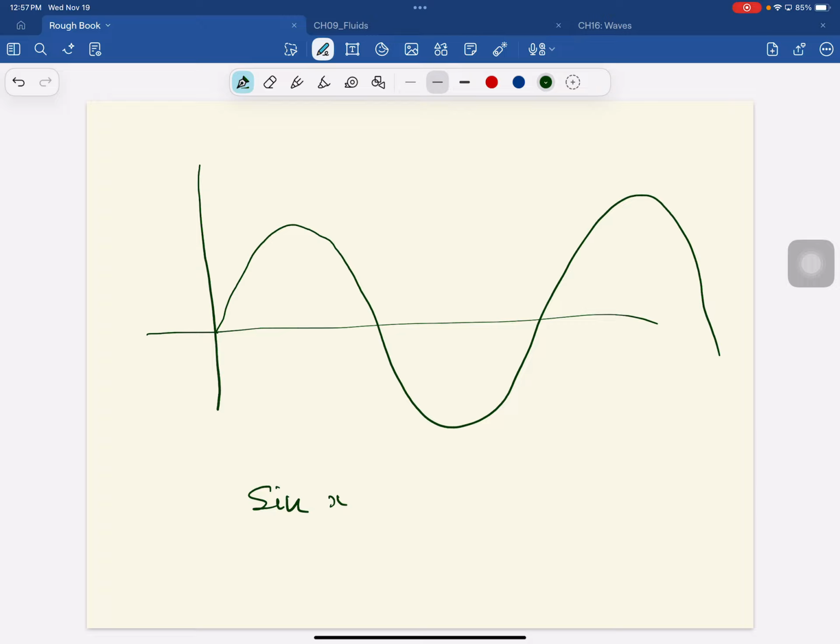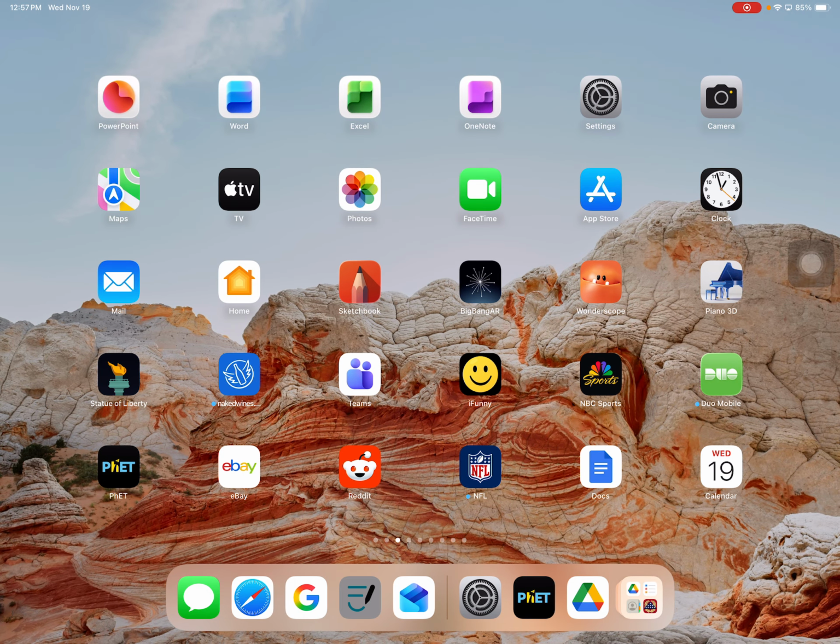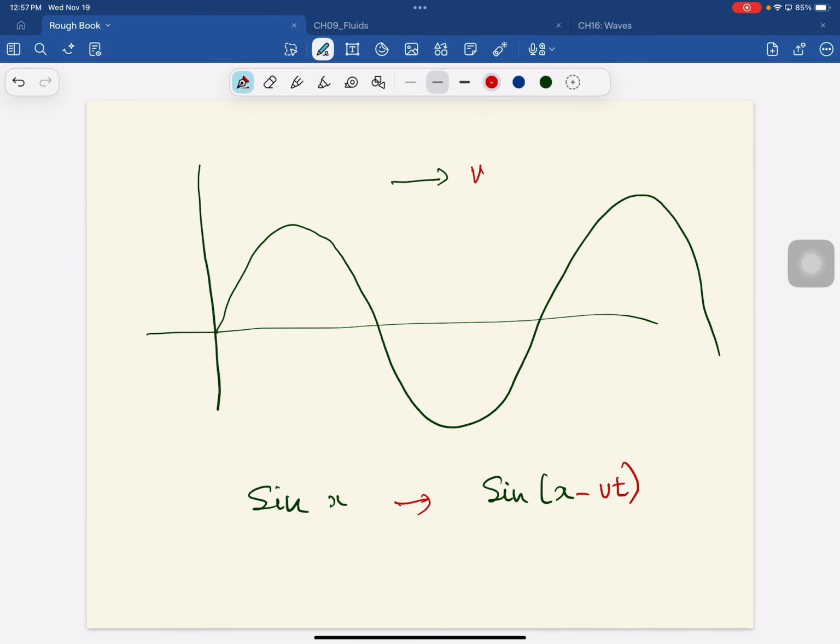Okay, sine x. Now I want this function to travel to the right at velocity v. So this function will go to sine x minus vt. There you go. You have the function traveling to the right. Now, what is the wavelength of this wave? It is 2 pi.